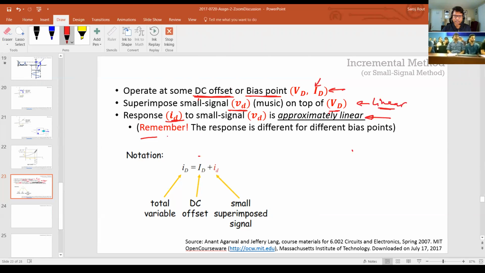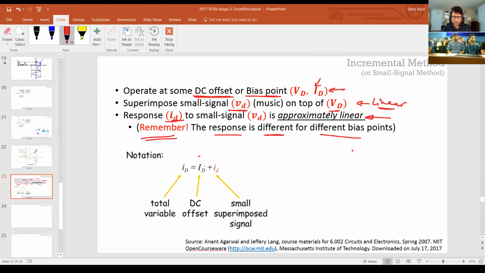Again, it's very important to remember that the response is different for different bias points, right? So you do a small signal analysis for a bias point. If the bias point changes, you do the small signal analysis again because it's nonlinear. If it was linear, then you wouldn't need to do that again, right?